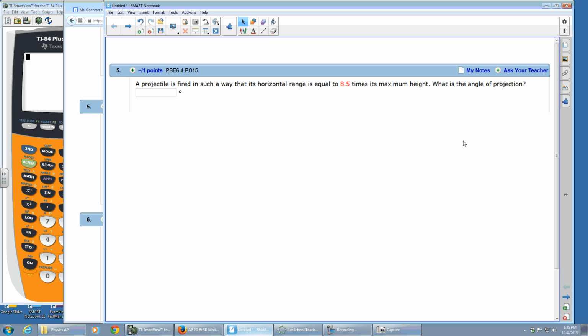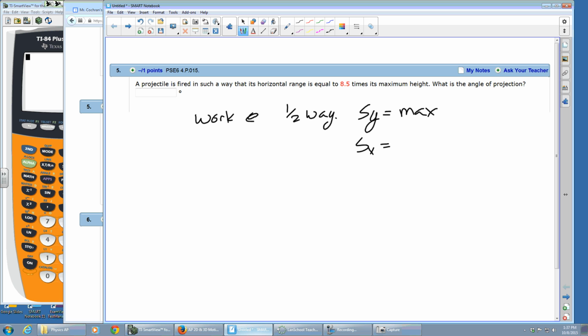Wouldn't the maximum height happen halfway through the time, and half the horizontal range would happen halfway through the time, right? So I'm going to work at halfway, is what I'm going to call it, and so my s in the y will be maximum, and my s in the x will be half max, right?